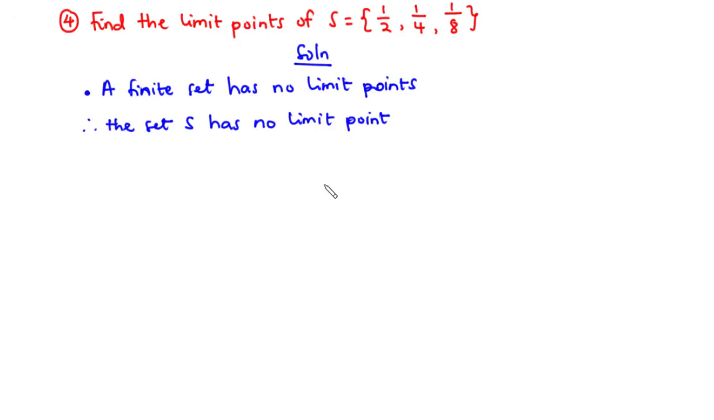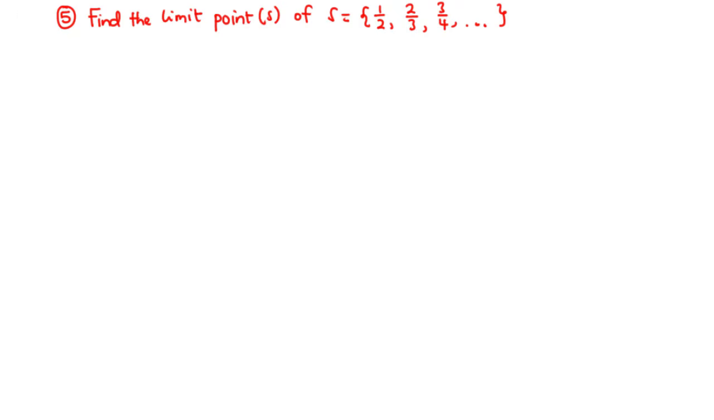Now this is so because for any element that you select, the delta neighborhood of that element, intersection S, does not contain infinitely many points. It means that that element cannot be a limit point of the set, and this occurs to all the elements in the set. Therefore, the set S, which is a finite set, has no limit point. Now to the last example for this video. Find the limit point or limit points of the set.